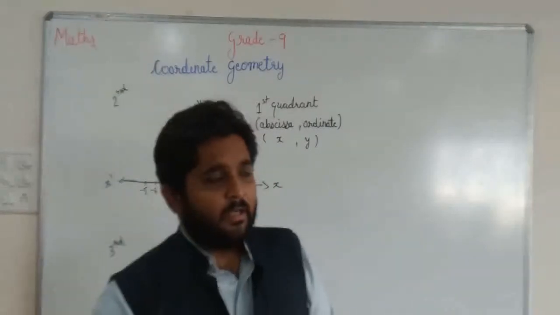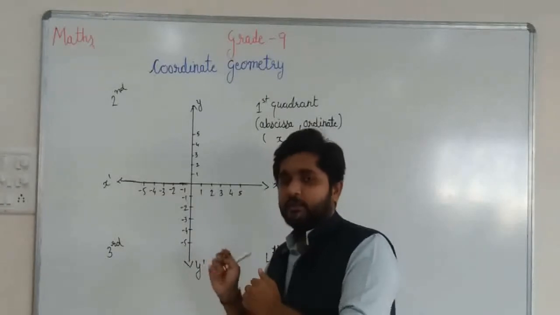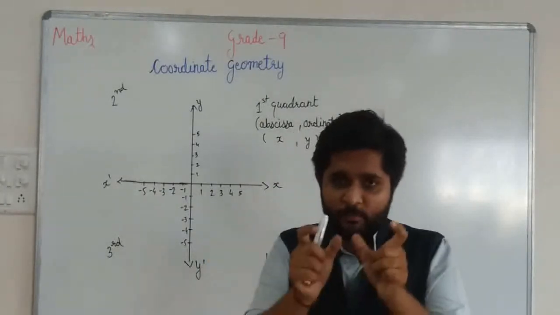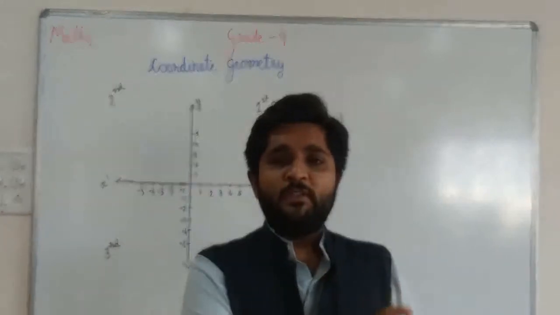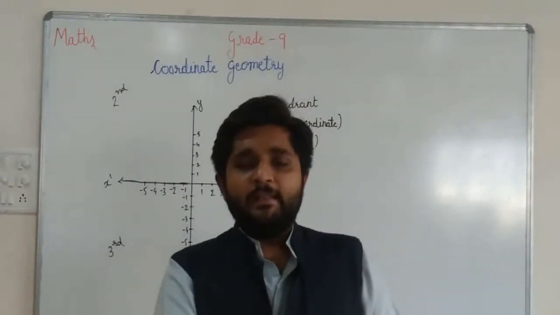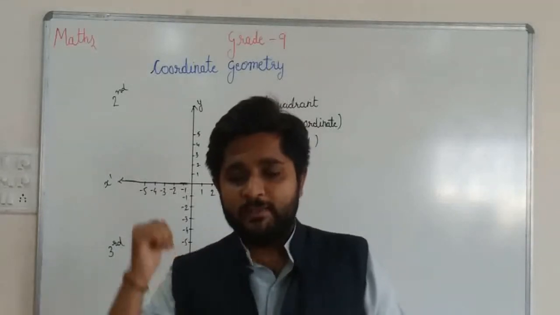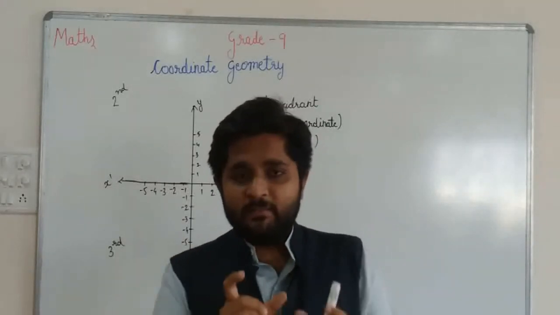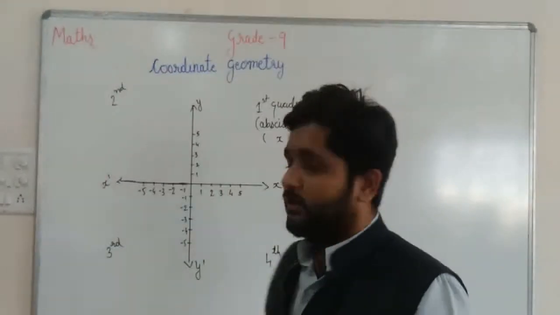So first of all, the mathematician Descartes found how to find the position of any object. The name of the mathematician Descartes, so the system is called the Cartesian system. So let me see the Cartesian system. That system we can represent on the graph paper. Okay, but here I draw it on the board.